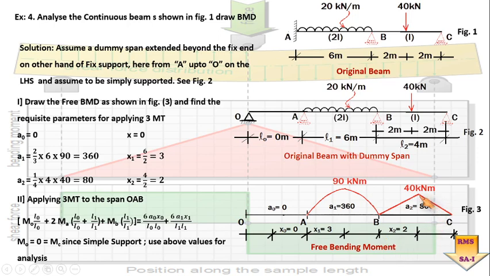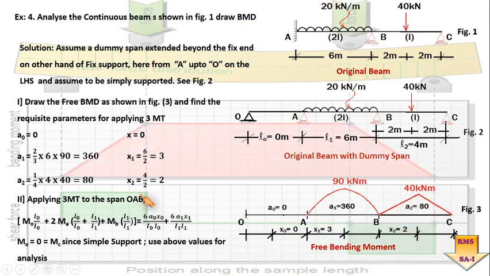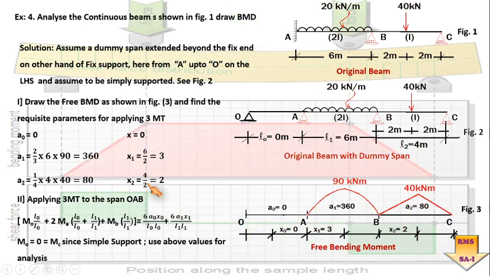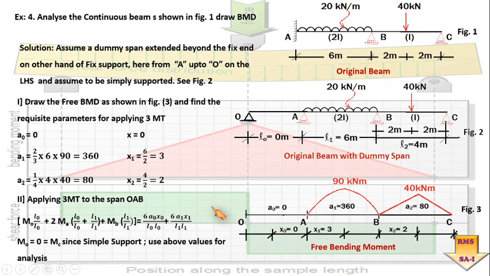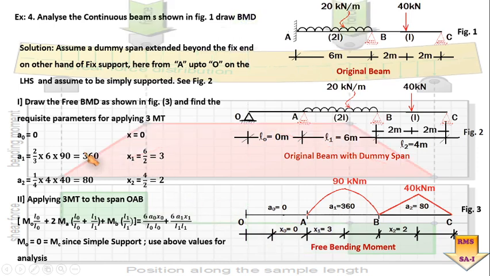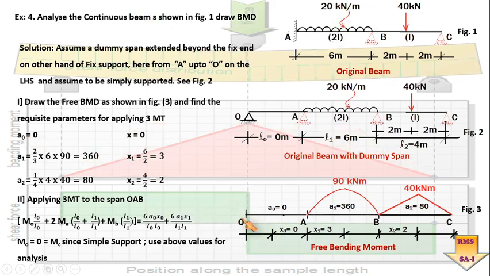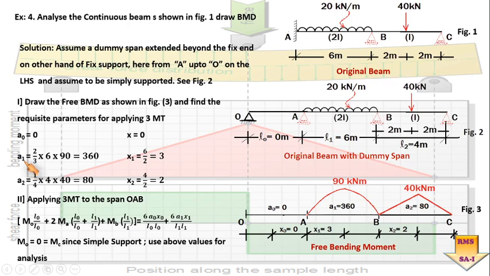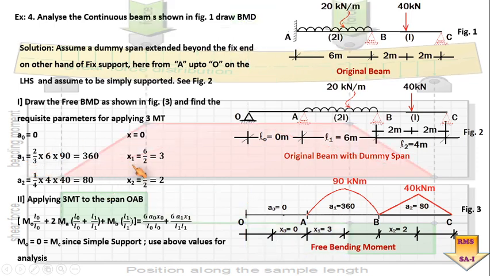Similarly A2, when it comes to A2, these values of A2 and x2 are used in the next application of three moment. So initially at this first span OAB, values of A0 and A1 are required to be worked out. So that we have worked out in this particular slide.